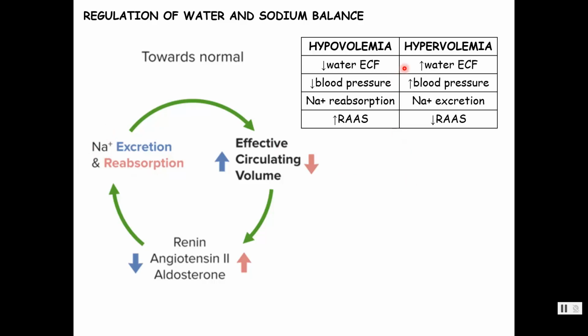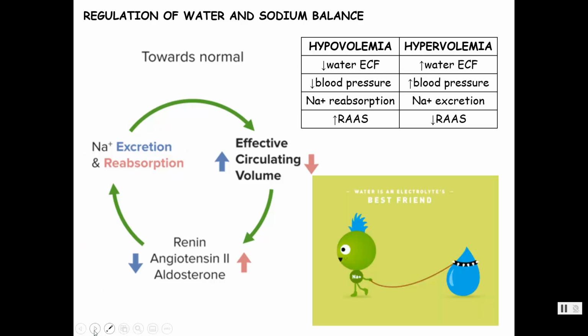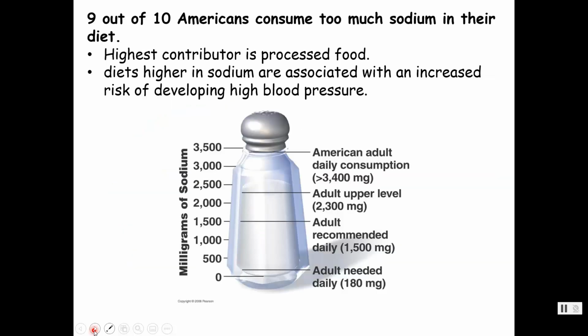If we have too much volume in that extracellular space, that extracellular fluid, that's going to increase blood pressure. Then we're going to have a decrease in that renin-angiotensin-aldosterone system, and then sodium will be excreted, and we know that water follows salt. And so that's going to help us maintain the water-sodium balance. Yep, because water always follows sodium.